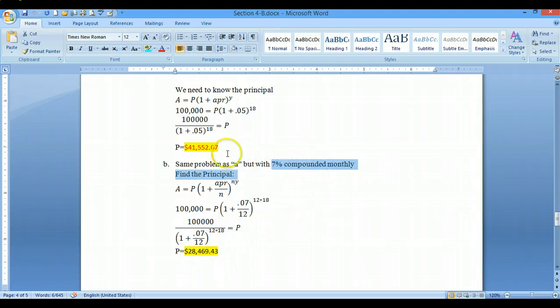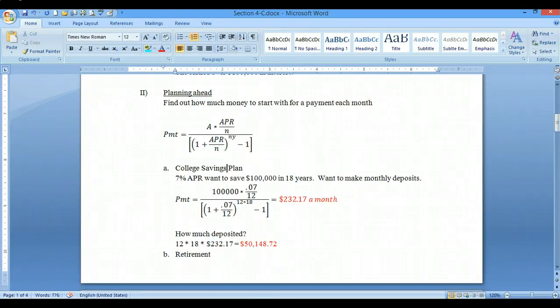Either way, you needed either a chunk of change of $41,552, or in the better option, you only needed $28,469.43. Either way, it's a big chunk of change. So a more feasible option is making payments.